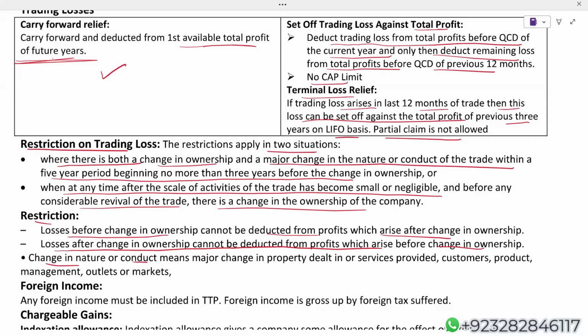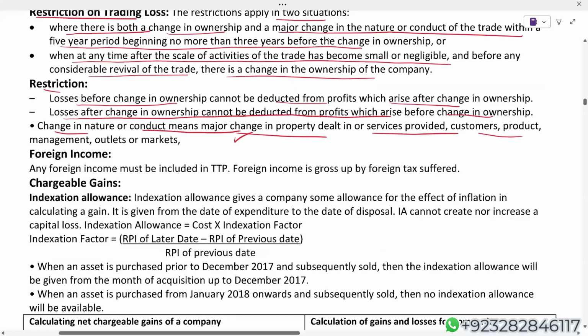Change in nature or conduct means a major change in the property dealt in, service provided, customer, or product. I've given you the example. Previously, they were not dealing in Sri Lanka, but now the new parent says, no, we will also be dealing in Sri Lanka as well. Previously, the company was not dealing online. Now the company says we will be dealing online as well.